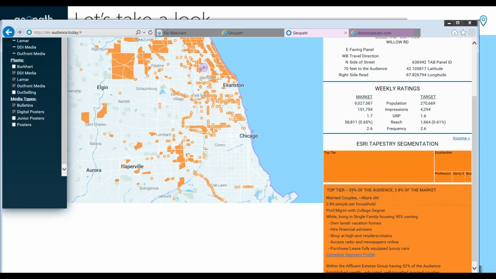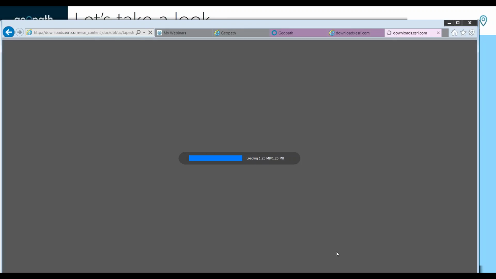And another thing I didn't point out, you can see here for this top tier segment that I happen to choose, it says 30.9% of the audience, 2.8% of the market. So what that means is this particular piece of inventory way over delivers on delivering that audience. It's almost 40% of this board's audience versus 3% of this audience that exists in the market. So again, just to show you a little bit more about who these people are.